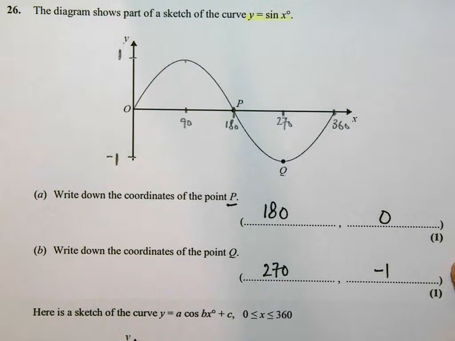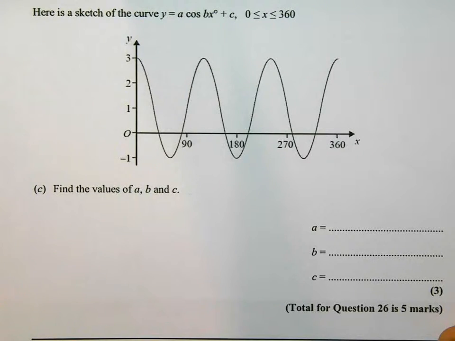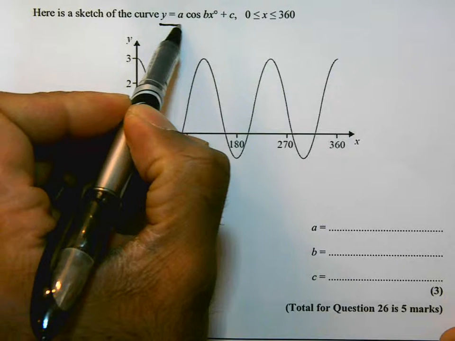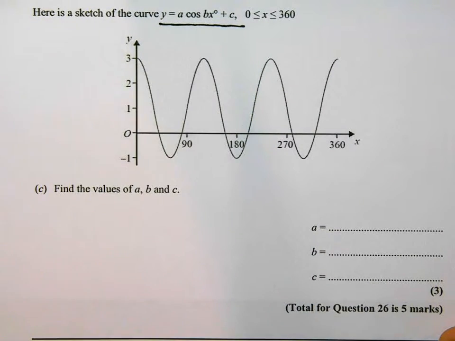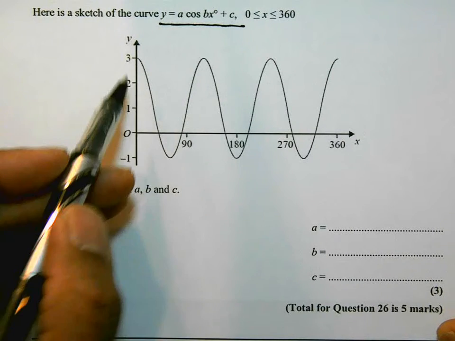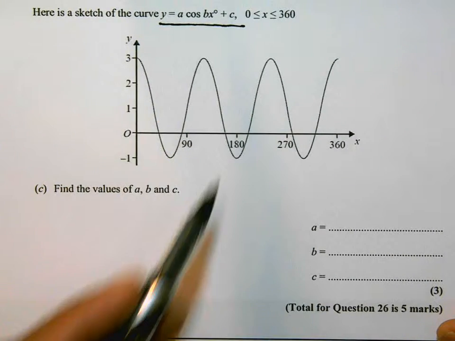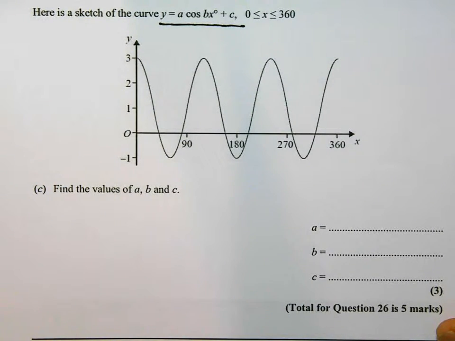Now this is a pretty straightforward question. If you know what the graph looks like, you could remember it, you'll definitely be able to pick up those 2 marks. Okay, let's look at part C. In part C, they say here is a sketch of the curve y is equal to a cos bx plus c. And the question wants you to work out what a, b, and c are.